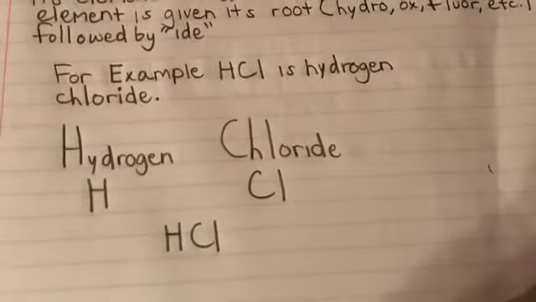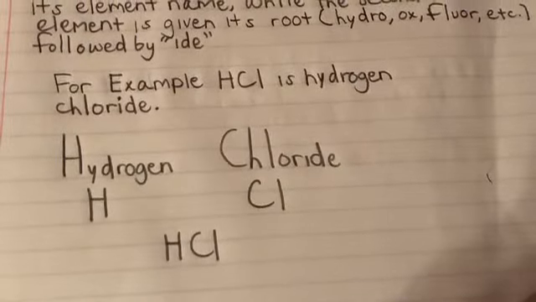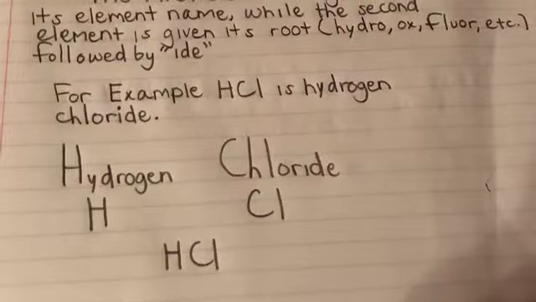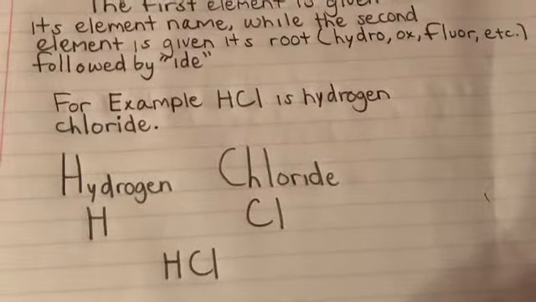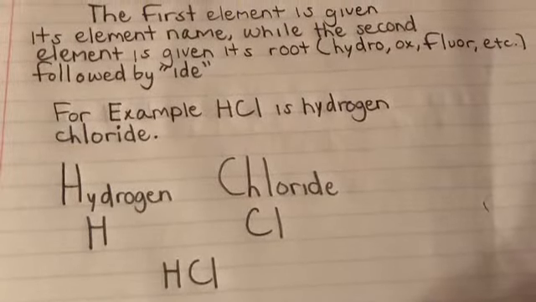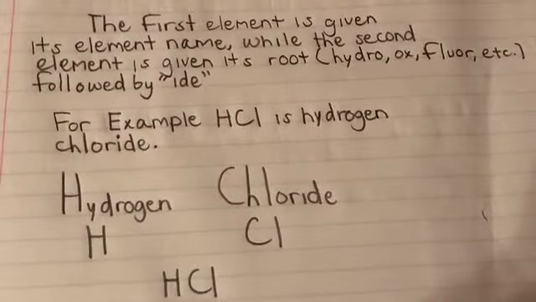When naming binary molecular formulas, the first element is given its element's name, while the second element is given its root, such as hydro, ox, fluor, etc., followed by ide.